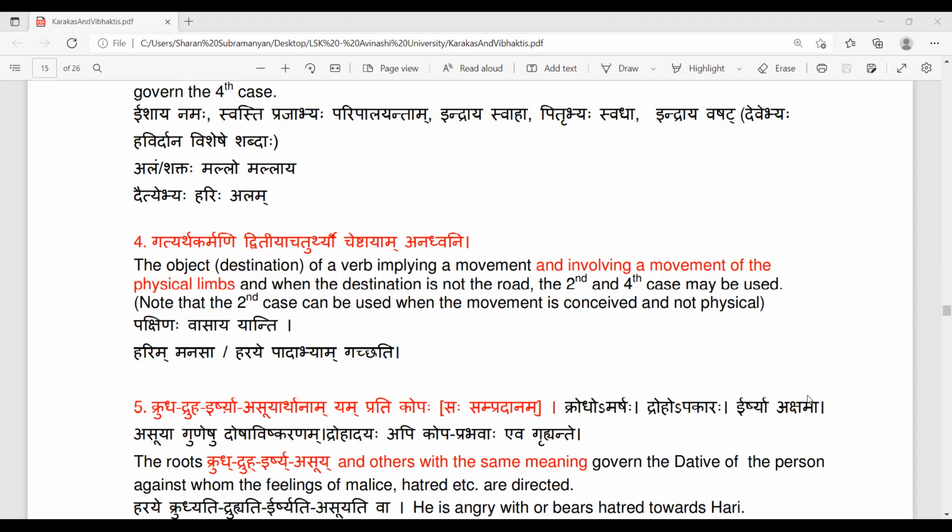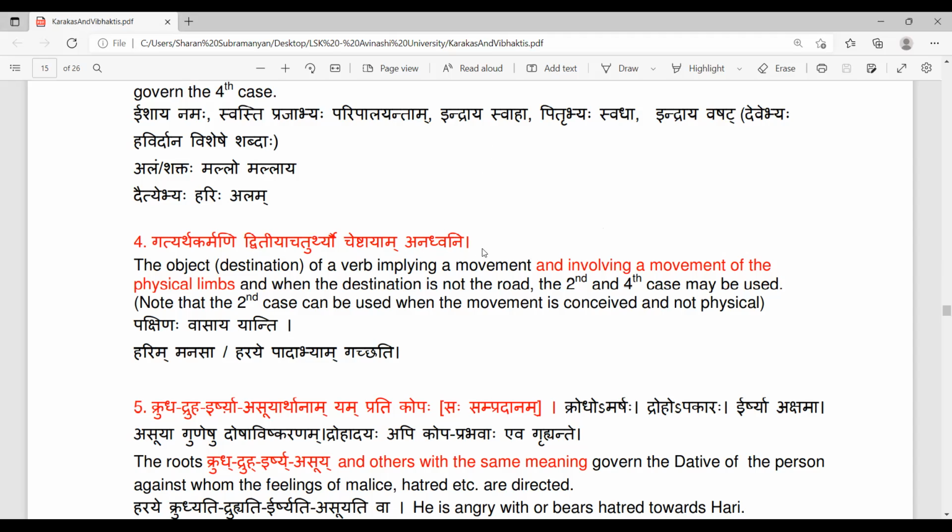Vasa means the place of living, dwelling place. So Pakshinaha Vasaya Yanti. They go to the nest. That's the meaning. Pakshinaha Vasaya Yanti. So the place is not the road. That is a condition. Anadvani, the sutra, Anadvani is a Gatyartaka Karmani. Gatyartaka Dhatus. Karmani, the karma of the Gatyartaka Dhatus can be in Dvitiya or can be in Chaturthi. Cheshtayam Anadvani. When the movement is not the road, not on the road.